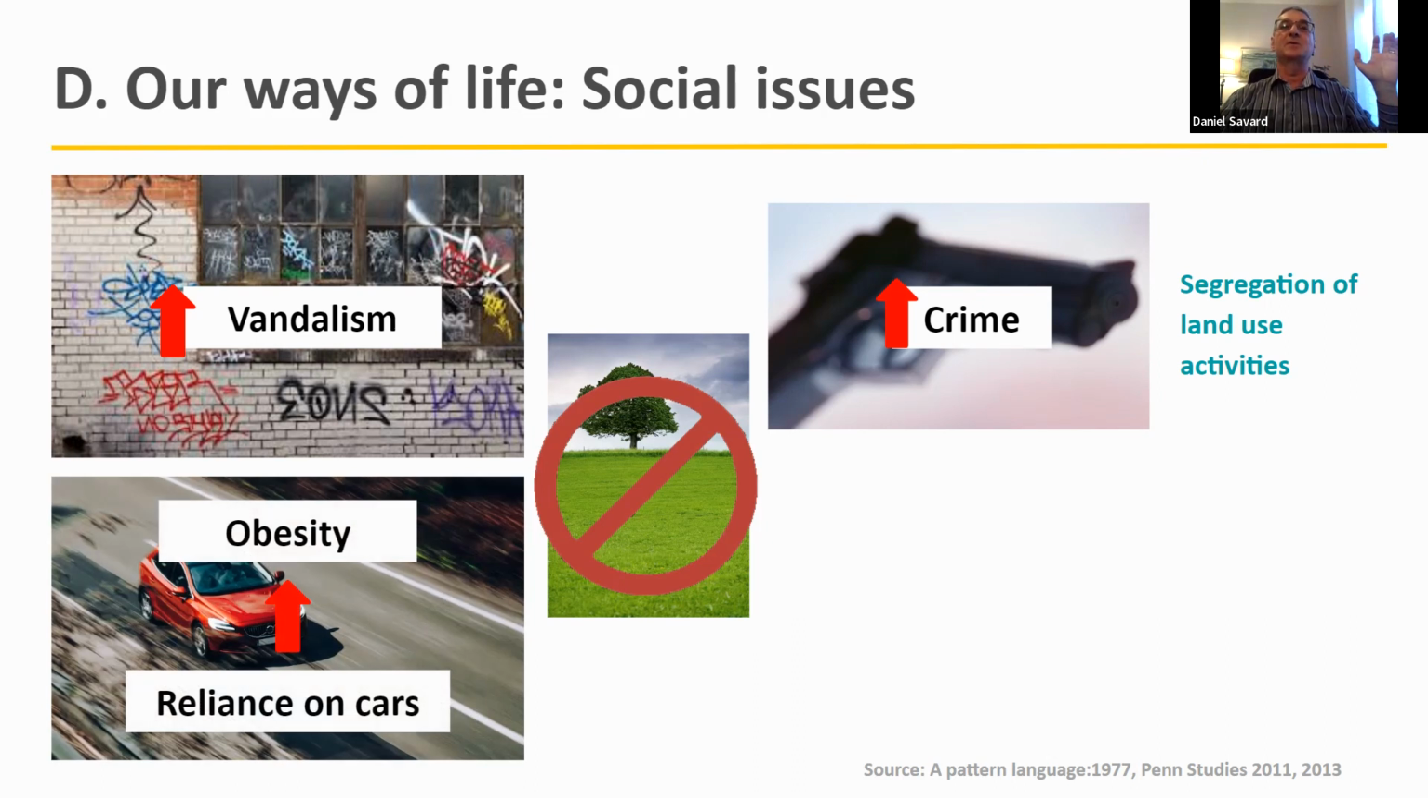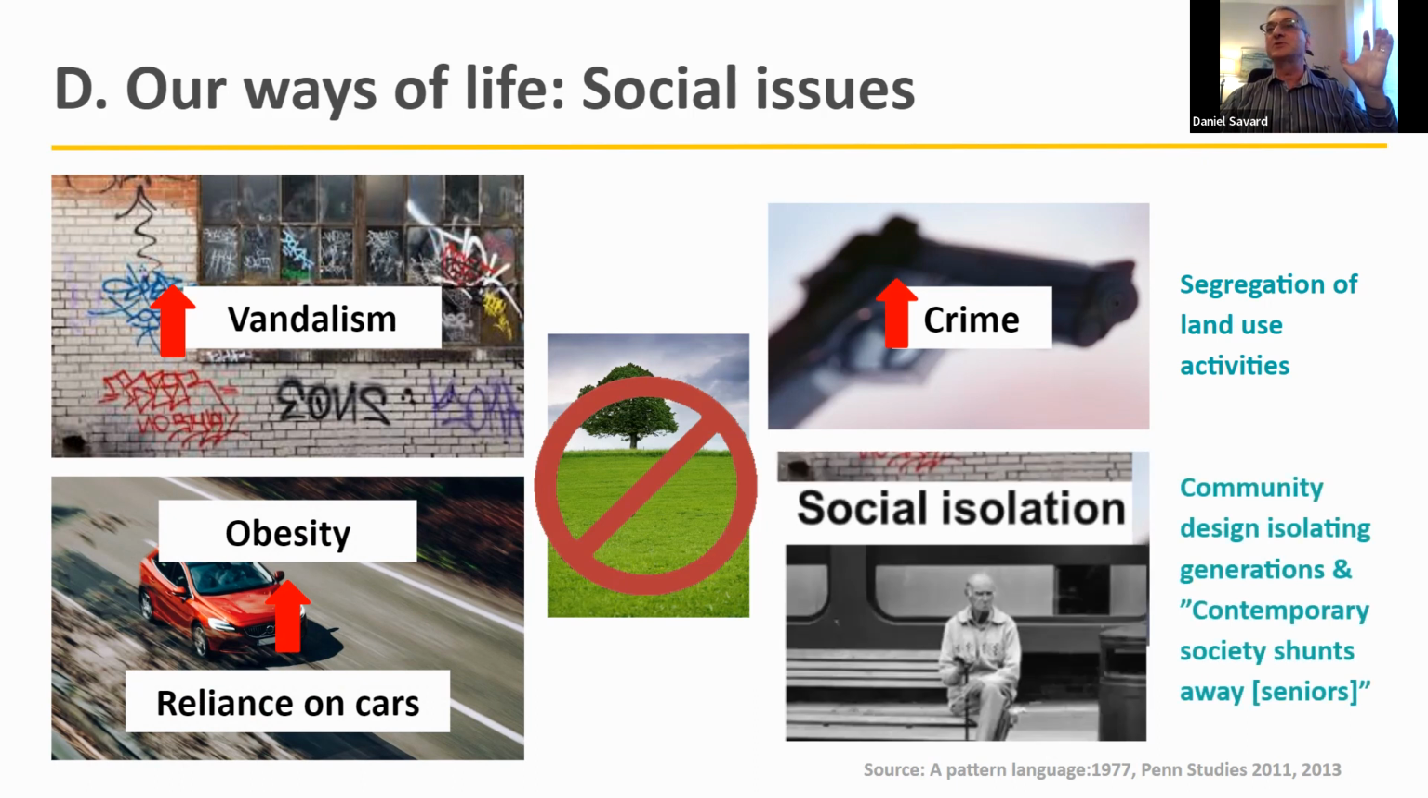We have seen obesity going through the roof, because a lot of people now rely on their car to go from point A to point B, and social isolation, as community design isolates generations. This information comes from Penn studies, where they said contemporary society shunts away seniors.